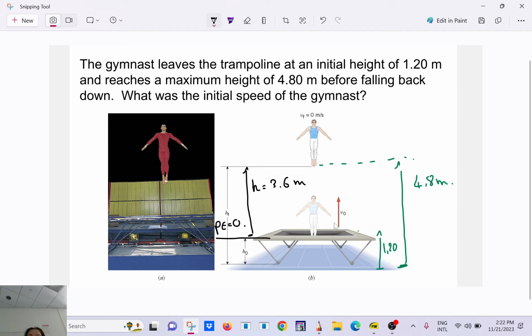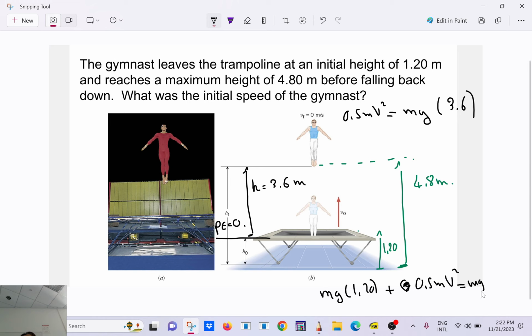So before, it has no potential energy, so it has only kinetic energy, equals mgh at the top. At the top, there is no kinetic energy, and the height is 3.6. Okay, do you agree? Or if you want to take the potential energy to be zero here, then you will have to say mg times 1.2 plus no kinetic energy. Oh, yes, kinetic energy. So 0.5 mv squared equals mg times 4.8 plus 0. So it's very important that you decide where your potential energy is zero. Okay? And boom, and boom.